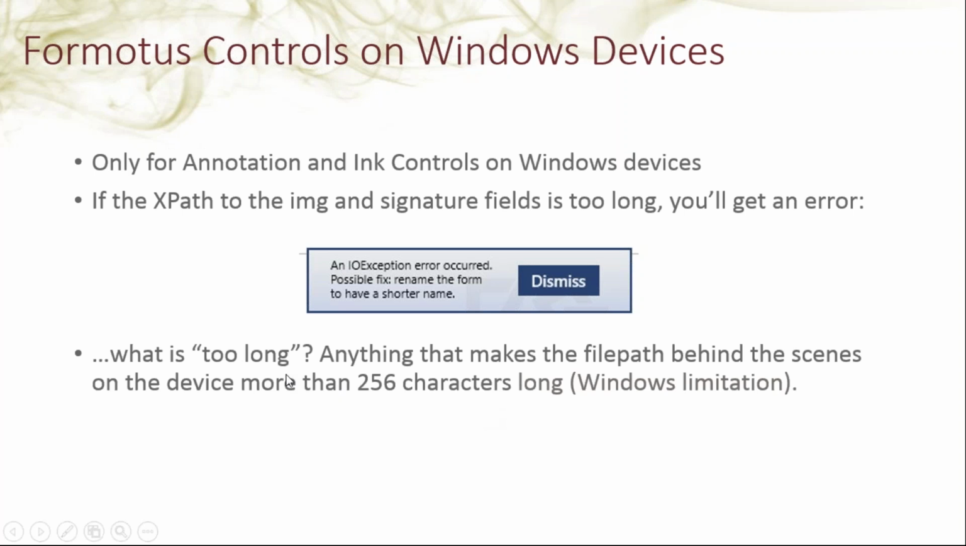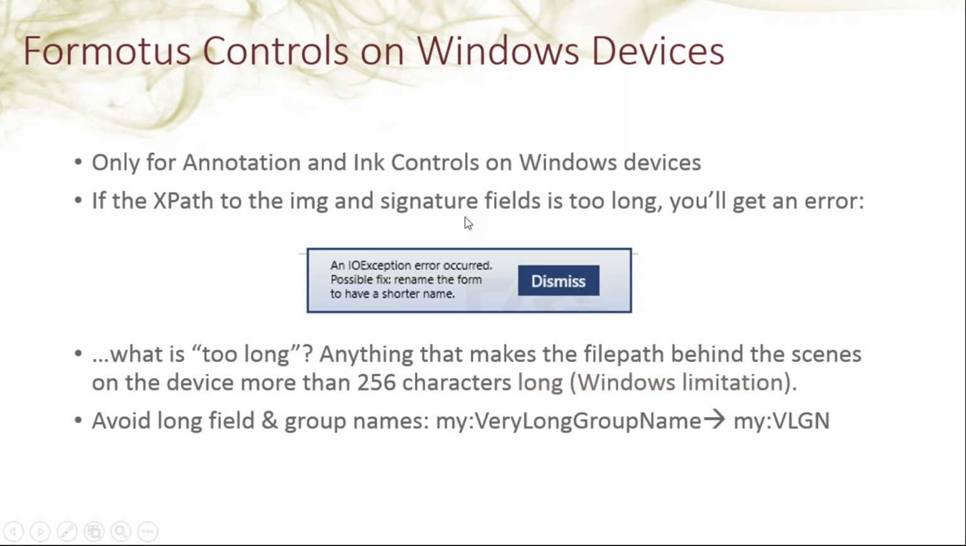So the reason for this is that anything that makes the file path behind the scenes on your device, in the device's operating system, what happens is Formotus actually saves those images temporarily in the draft. It saves them to your device. And if the file path to those images on the device is more than 256 characters long, and that's a built-in Windows limitation, there's no way around it, then it's unable to actually save those images, and you will get this error when you try to submit the form.